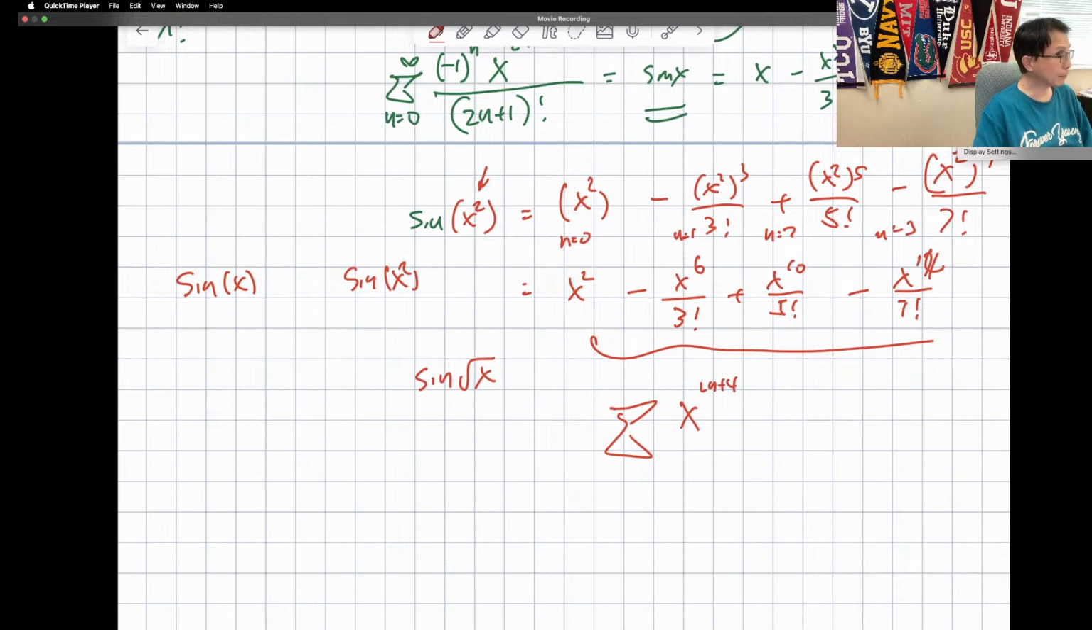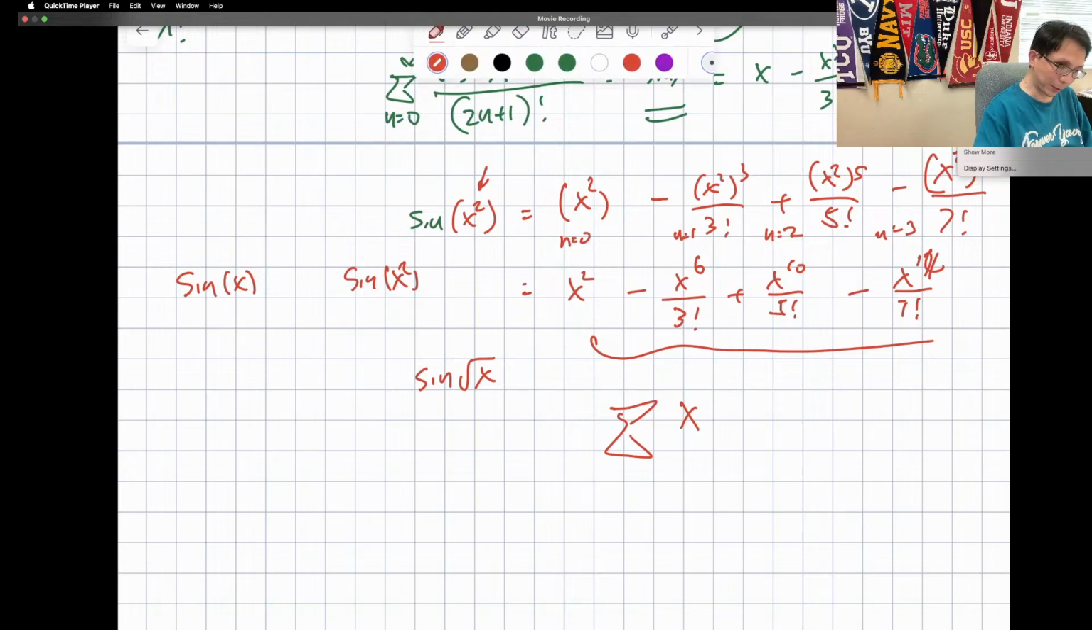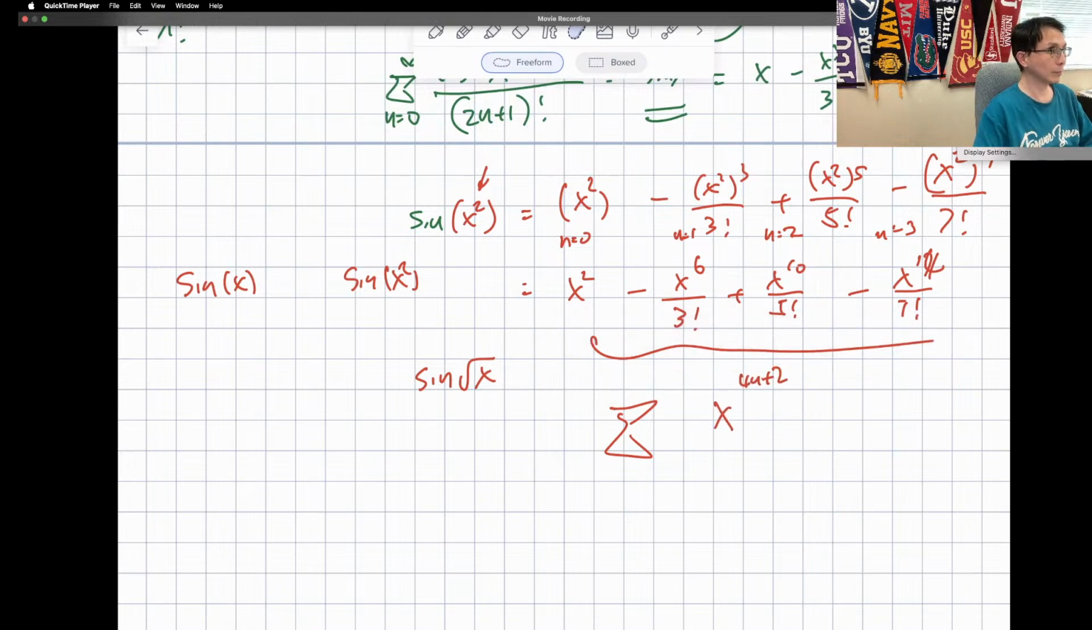Do they alternate? No, it doesn't. It only works for n equals 1. But what if n equals 2 here? Does it work? 4n plus 2? So 4n plus 2, yes, because it increases by 4 each time. That's the same thing as putting x squared in the original function, though. So you can just plug it back into the series.